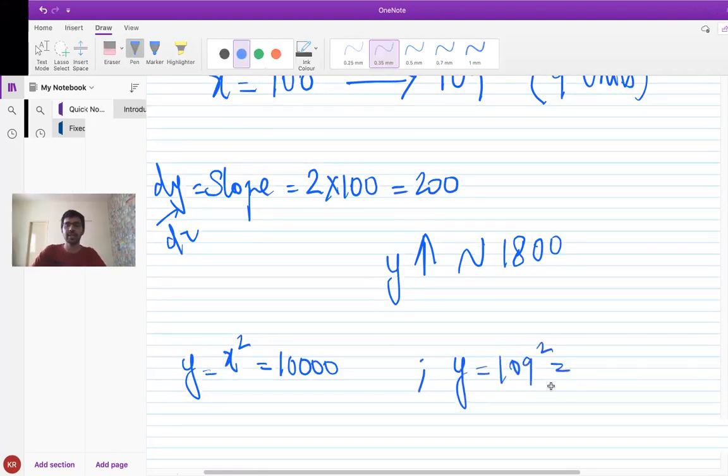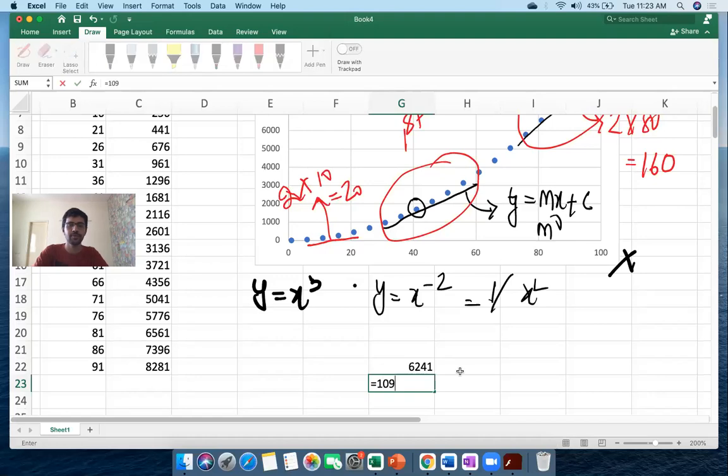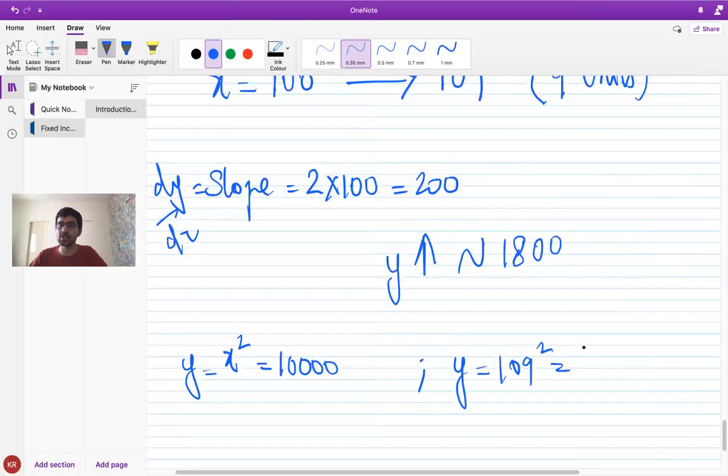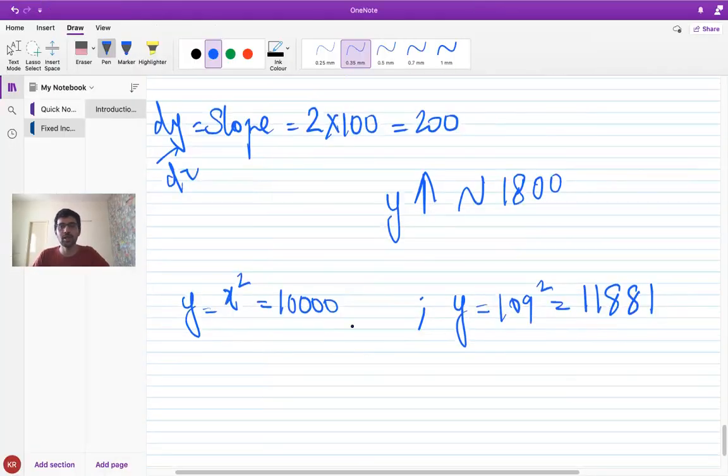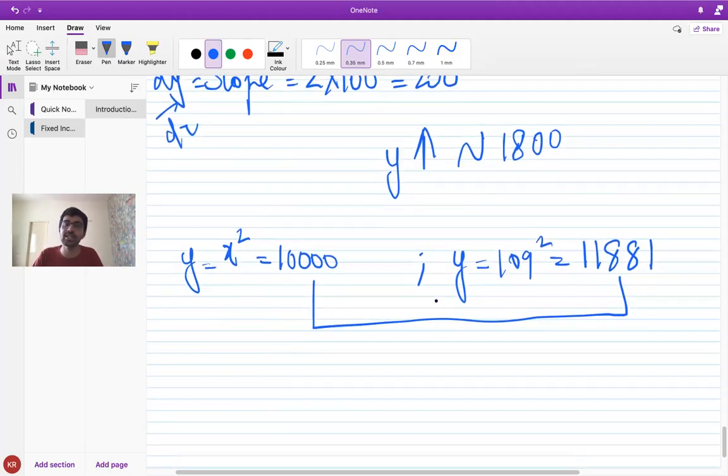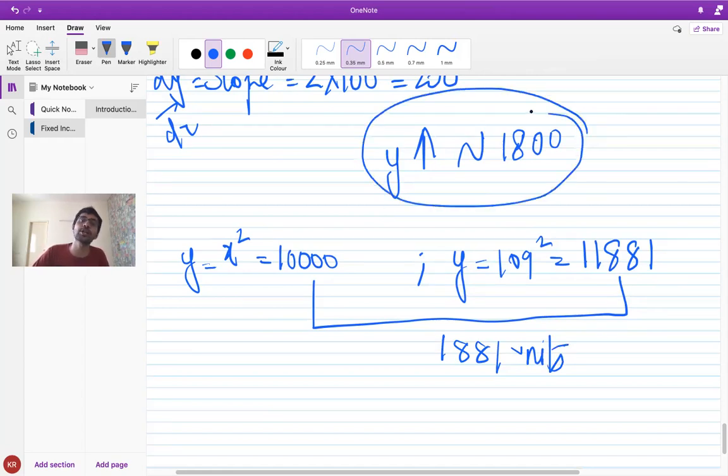Let me just quickly calculate. It is 11,881. Is it 11,881? Yeah. Now if you carefully look at this, y has changed by 1,881 units. But whereas the formula for slope said that it's approximately going to change by 1,800 units, over here it has increased by 1,881 units. Therefore, slope is giving you an approximate change.